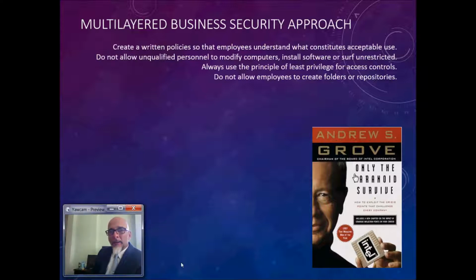Create a written policy so that employees understand what constitutes acceptable use. Do not allow unqualified personnel to modify computers, install software, or surf unrestricted. Always use the principle of least privilege for access control. Basically, this principle states that you don't grant people broad access and then start cutting them down. You do it the other way around. You grant them as little access as possible and then give them access as they need it.